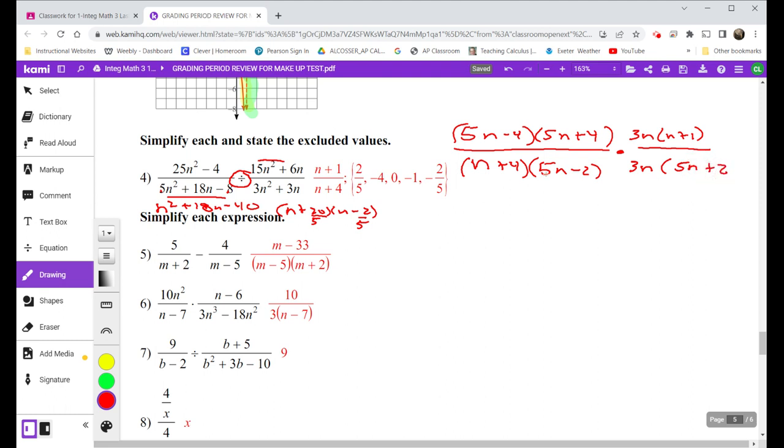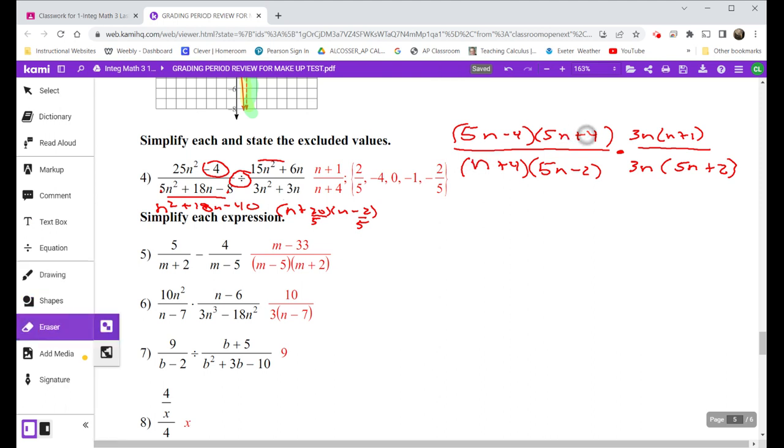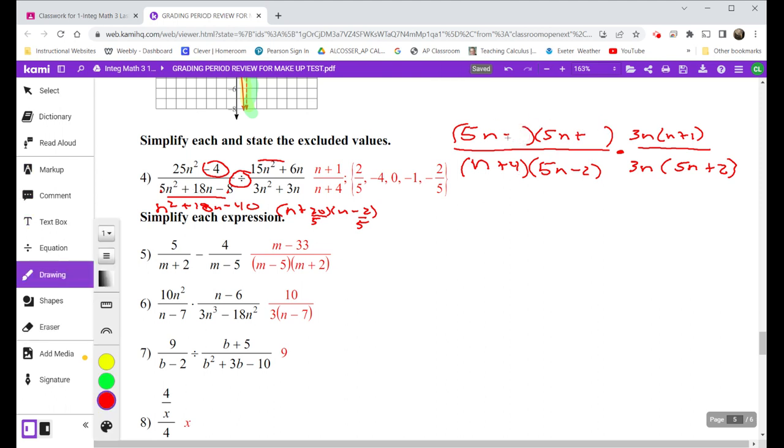And I just realized something here. Let me fix this. This I messed up on. This should be 2. So when I split it in half, I messed up here. Gotta get rid of that. Let me go back to the drawing. This is going to be 5n minus 2 and 5n plus 2. I messed up on that piece because 2 times 2 makes 4. 5n times 5n makes 25n squared.